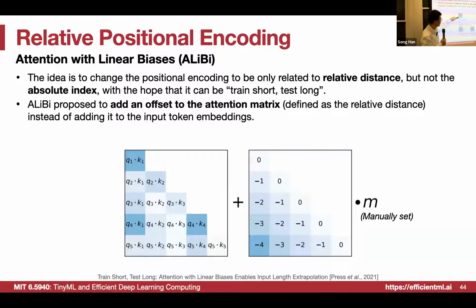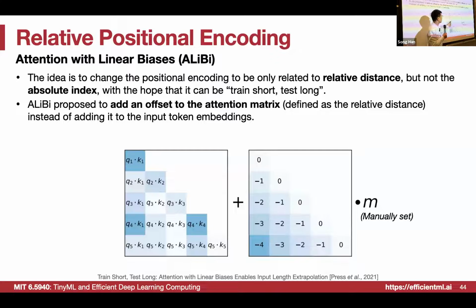We have Q1, 2, 3, 4, 5, and K1, 2, 3, 4, 5. So this is the original attention map, and this is the relative positional encoding. If Q and K have the same index, the relative index is 0. But this one is Q2 and K1, which differ by 1. That's why this diagonal part is all 1, including here.